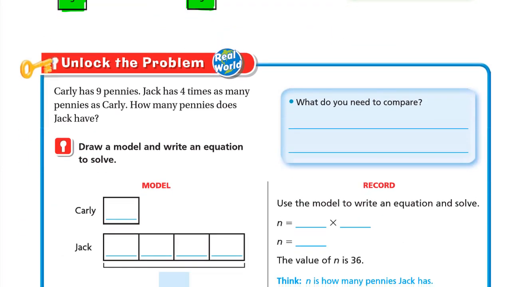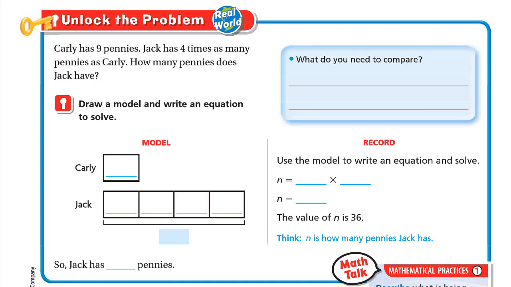Okay, so let's unlock the problem. Carly has 9 pennies. Jack has 4 times as many pennies as Carly. How many pennies does Jack have? Okay, so here's the question. What do you need to compare? We need to compare Carly's pennies to Jack's pennies.